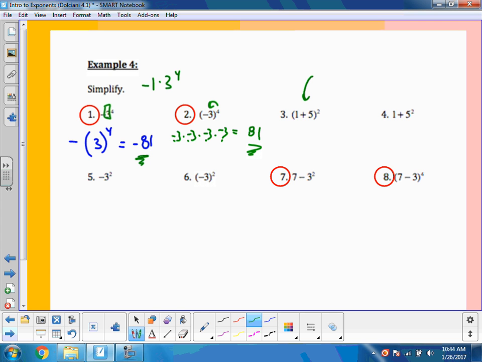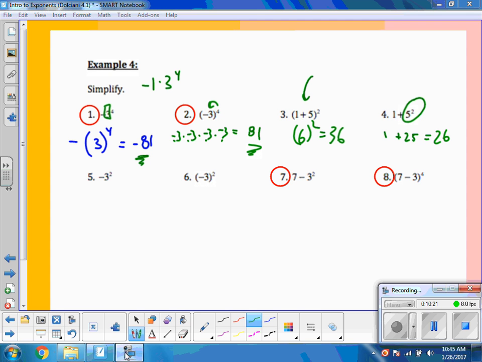Order of operations tells me here that I need to add the inside together first. So 1 plus 5 is 6, and then I can square that. So keep an eye on that thing. Parentheses are influenced here. For number 4, this is telling me I need to do my exponent first. So 25 plus 1, and I get 26. So keep track of those parentheses. I'm going to have you do that whole bottom row, 5 through 8, press pause, and let's see how you do.